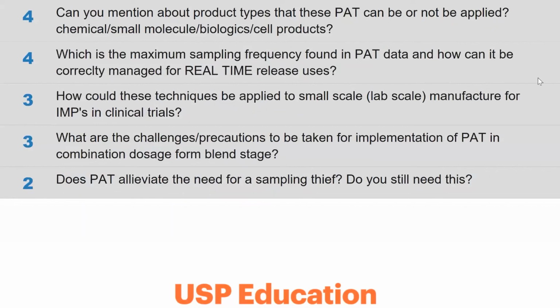Chemical small molecule? Yeah, I'm mostly talking about, in this case, small molecules, just because those are the easiest. But there is definitely a lot of research being done in both biologics and cell and gene therapy process analytical technologies. So I would expect you're going to see a lot more of those in the future.